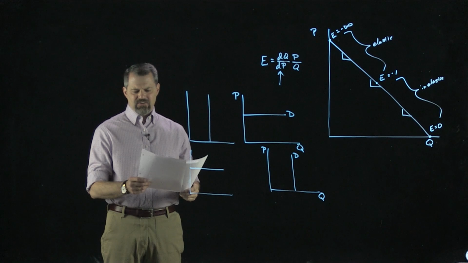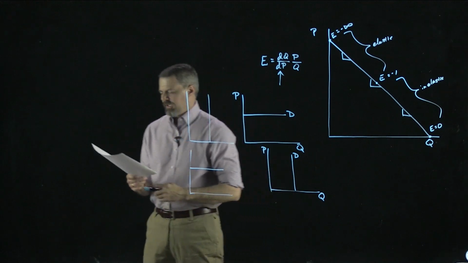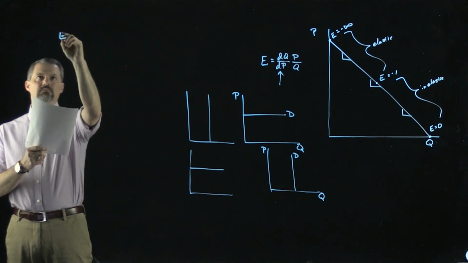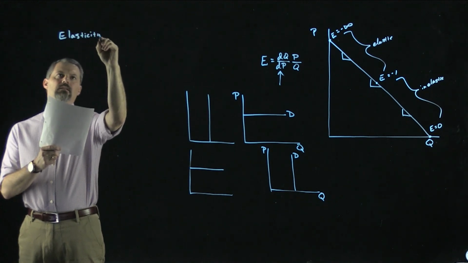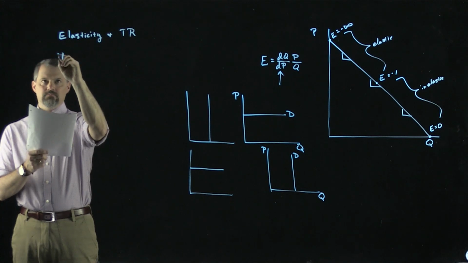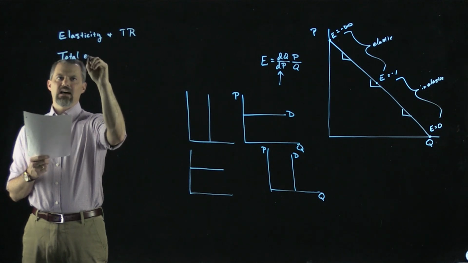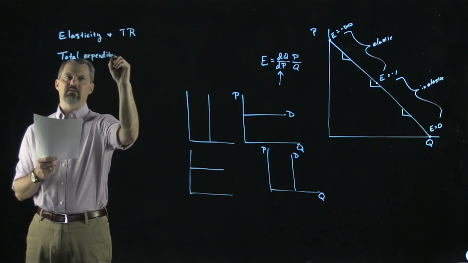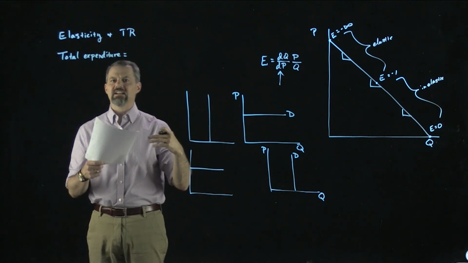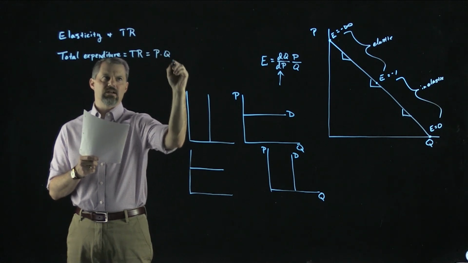Let's finish up this section by talking about the relationship between elasticity and total revenue. So that's one of the key things here. We know total revenue, which is also equal to total expenditure. I'm going to write it that way. Total expenditure, that's the amount that households spend, which is equal to the amount that firms bring in, their revenue. It's equal to total revenue. It's just price times quantity.